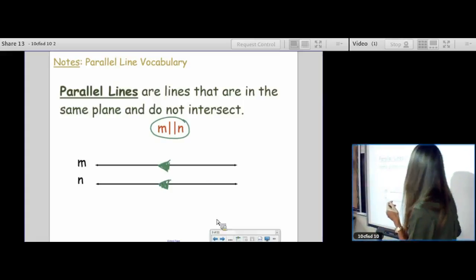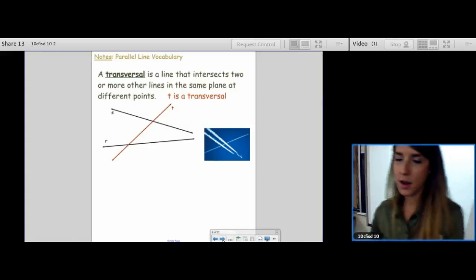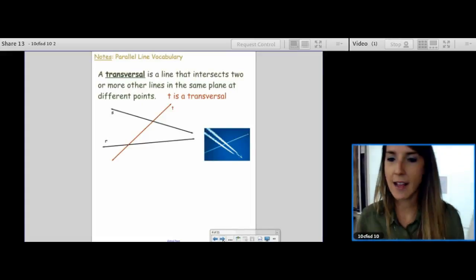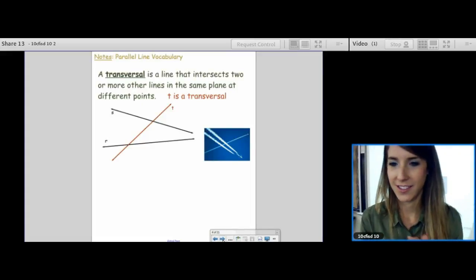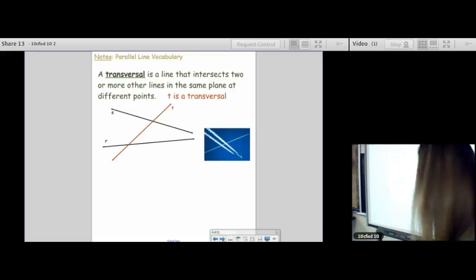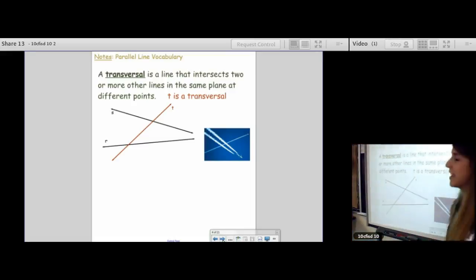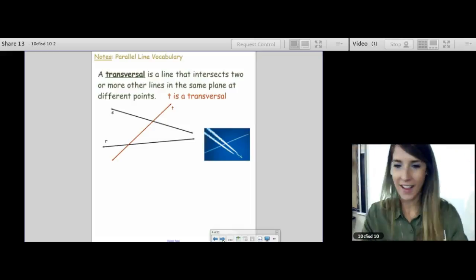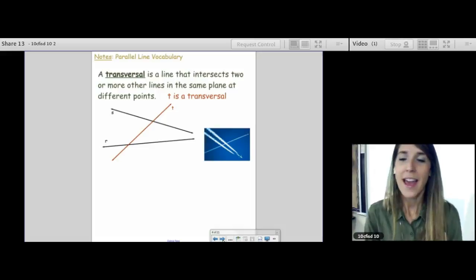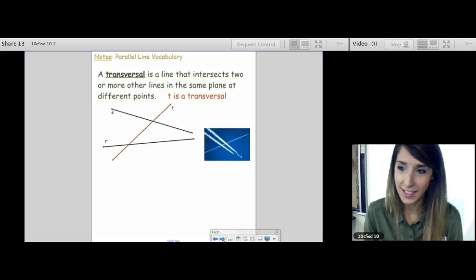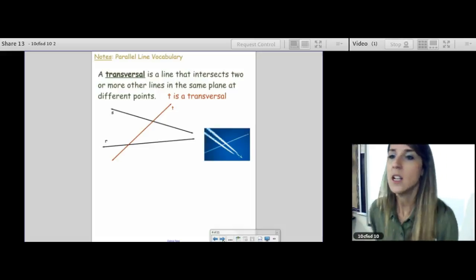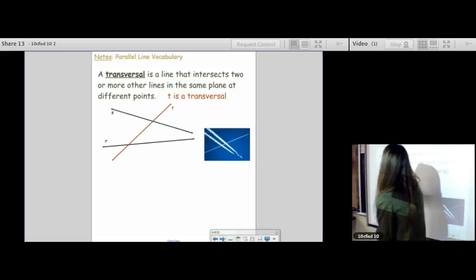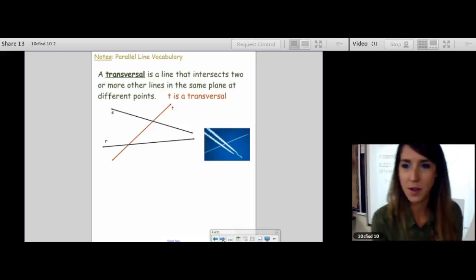Okay, next word. The next word on your sheet is transversal. Say it out loud. Transversal. So a transversal is simply a line that intersects other lines. That's all it has to do. It's not a hard job. A line that happens to intersect two or more lines. That's really the only thing I care about you knowing about a transversal.